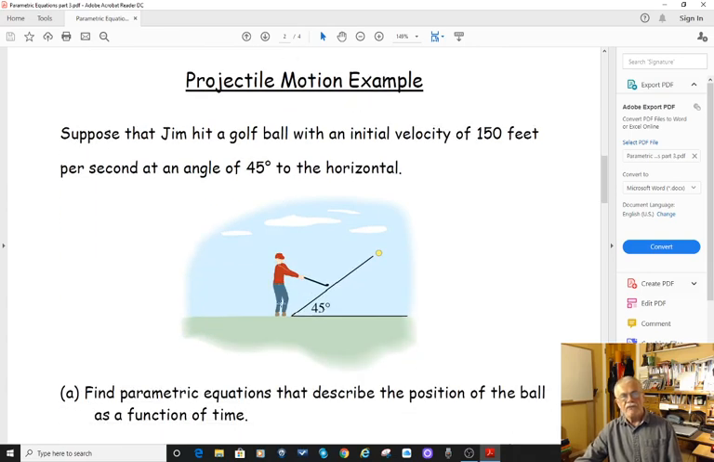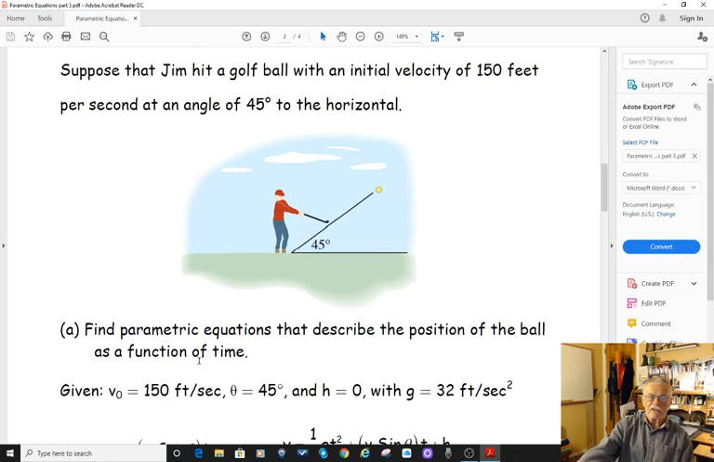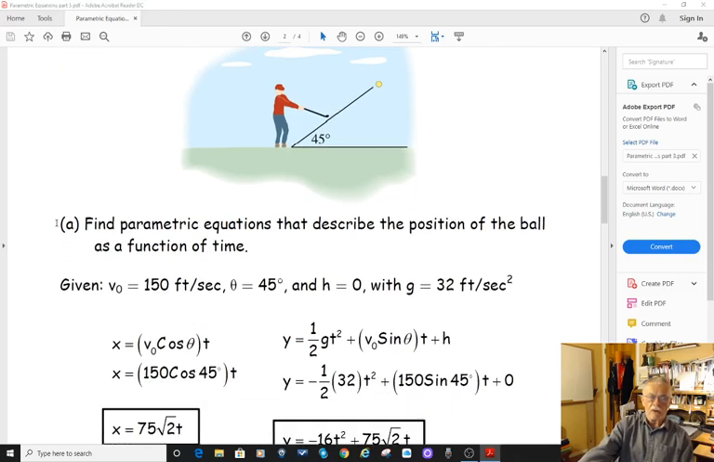This example is right out of our textbook, so you can follow along, or I'm going to post this up on Blackboard and you can follow it as well. Suppose Jim hits a golf ball with an initial velocity of 150 feet per second at an angle of 45 degrees to the horizontal. We're going to do some various things here. Part A: find the parametric equations that describe the position of the ball as a function of time.